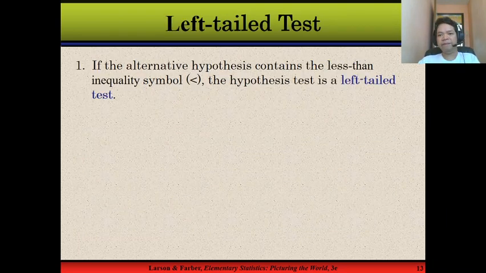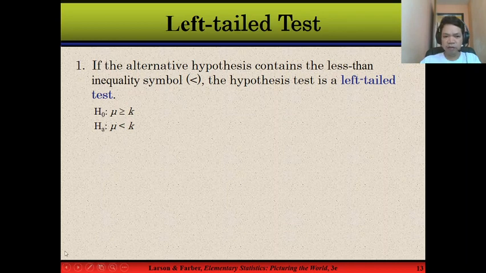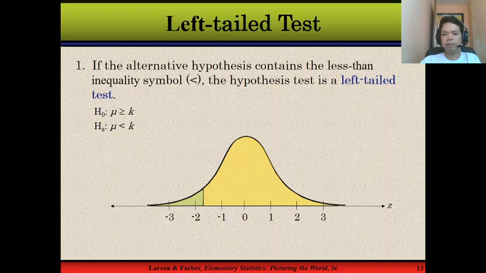So what do you mean by a left-tailed test? If the alternative hypothesis contains the less than inequality symbol, so tinitignan natin yung type of test dun kay alternative hypothesis. So kapag nasa kanya raw yung less than symbol, the hypothesis test is a left-tailed test. So to illustrate, let's say ganito yung ating null at alternative hypothesis. Mu is greater than or equal sa k, certain value. Mu is less than k. Pansin mo rito yung alternative hypothesis mo contains the less than symbol. So what type of test ito? So this is an example of a left-tailed test.